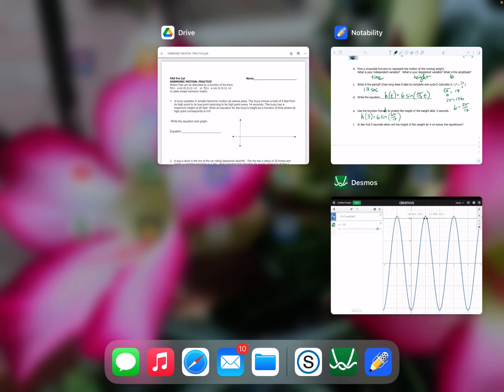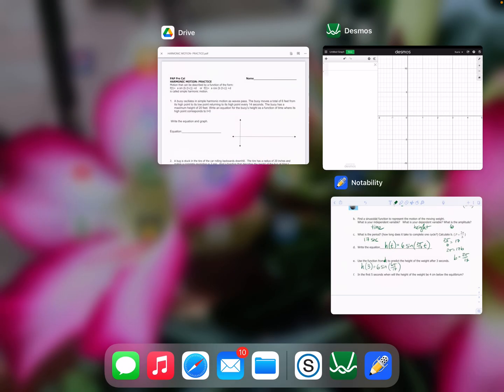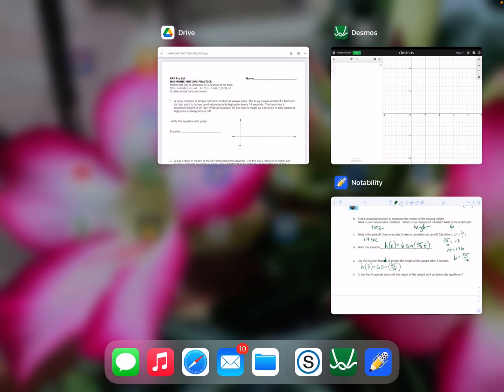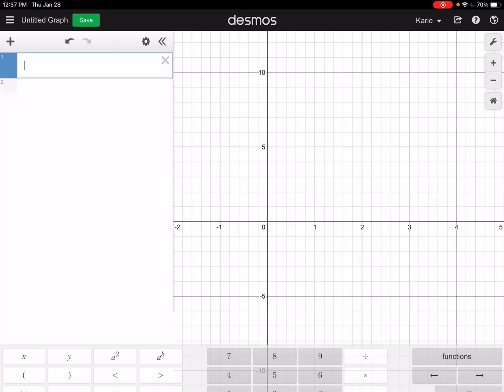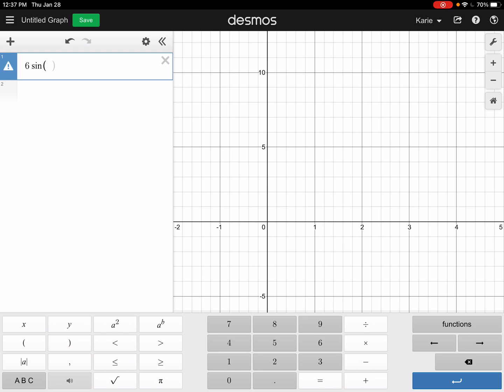That is not on the unit circle. I would not expect you to know how to do that. So let's see, do I have Desmos open? I do. What did we just say? 6 sine of 6 pi over 17.